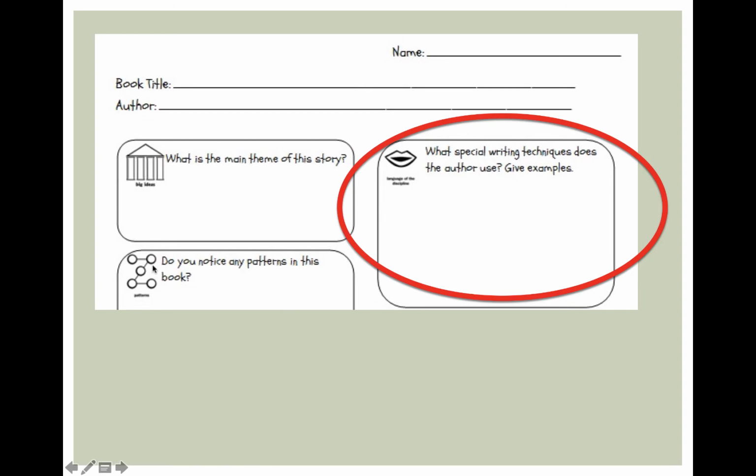However, if you notice, they have placed the icons here. So it allows the student to dig deeper instead of just saying who the author is, what the book was about, kind of that surface information. So if you notice here, the student is expected to answer this question based on the language of the curriculum. What special writing techniques does the author use? Give examples. Again, in lieu of doing a basic book report, the student would be given this sheet instead.